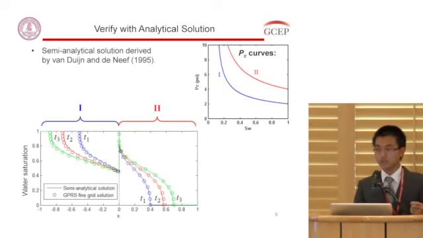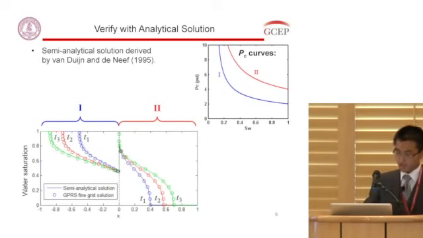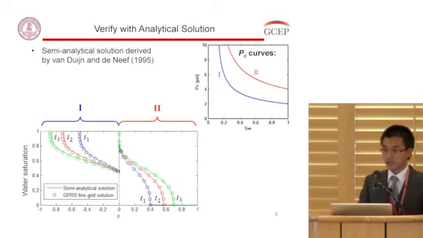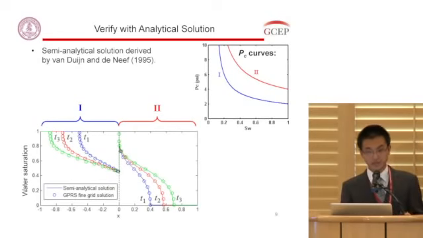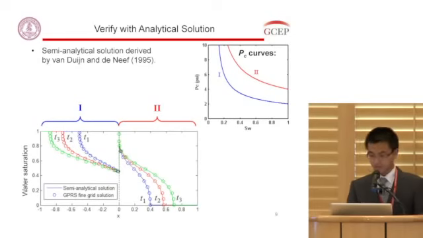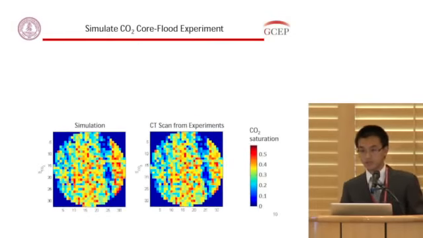And as we can see, due to capillary heterogeneity, there is a saturation jump across the region interface, and we need to capture that in our simulation. So our simulator, GPRS, produces the simulation results shown by the circles, and they match the semi-analytical solution very well. Particularly, it is able to capture the saturation jump across the interface. So this means that our simulator is doing the right thing, so we can use it to model our core flood process. Here I show you some of the results.